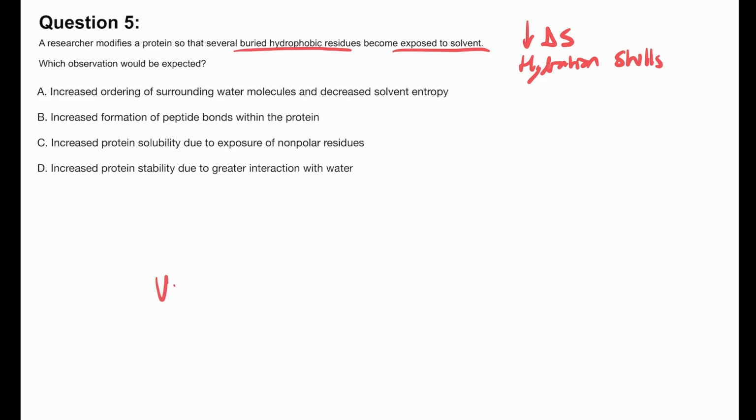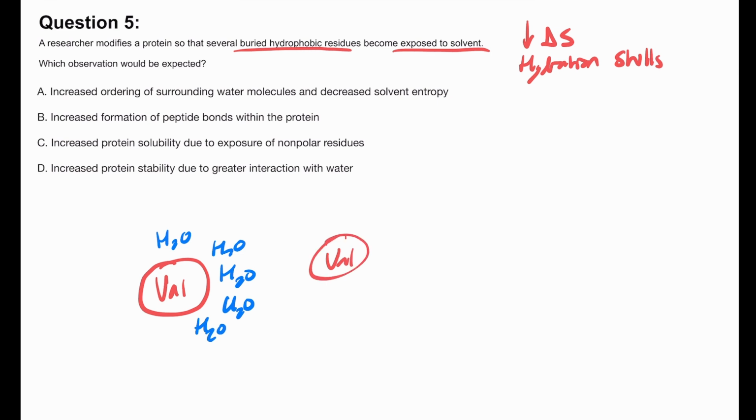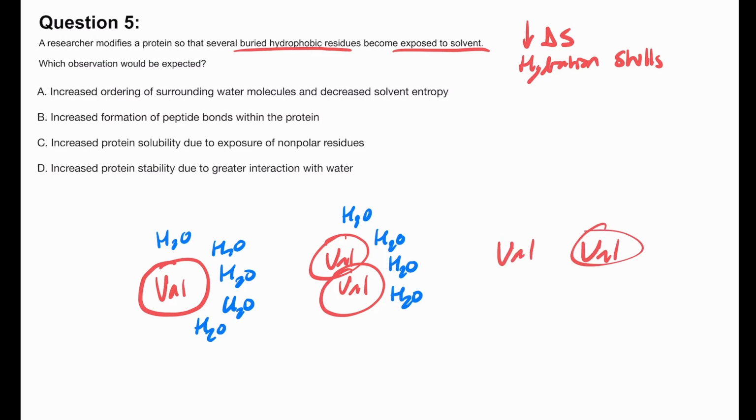So let's just demonstrate. If you have a valine, let's just pretend it's this circle. We know that water molecules are going to have to surround the valine, and that they're going to do so in a very ordered manner. And so if you have two valines, for example, instead of just one, you're going to have fewer water molecules surrounding them in an ordered fashion than if you had two valines drawn separately.